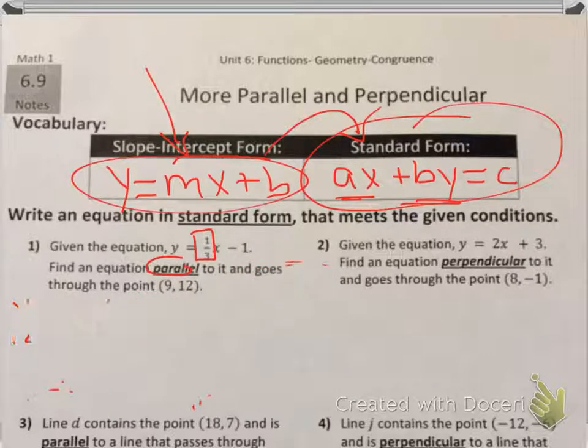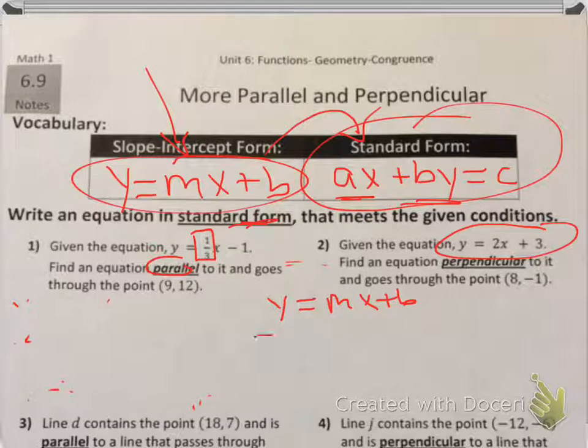All right. So I'm going to my next one here. Just needed to create some space to work. It says, given the equation y equals 2/3 x plus 3, write an equation perpendicular to it that passes through (8, -1). Again, we've got to be in standard form. But my preferred method is y equals mx plus b. It's just the way I like to do it.